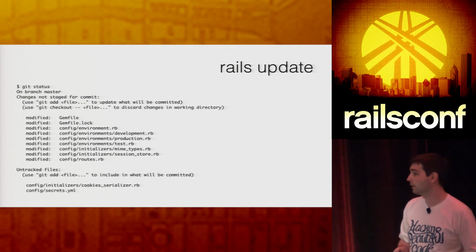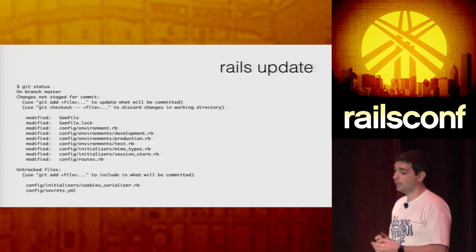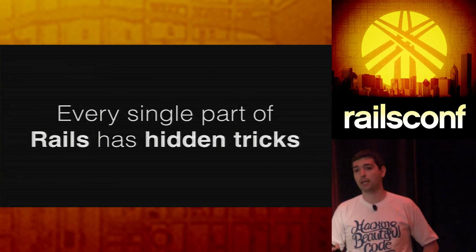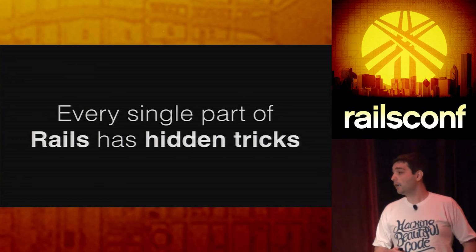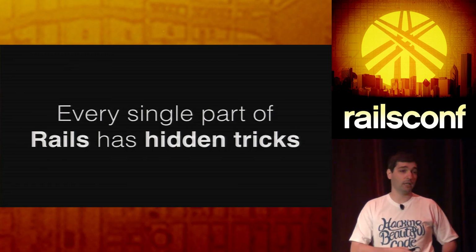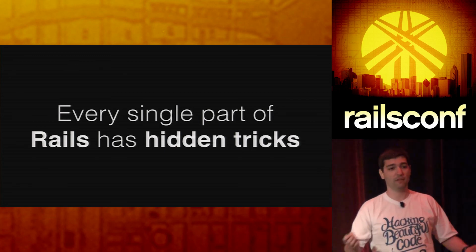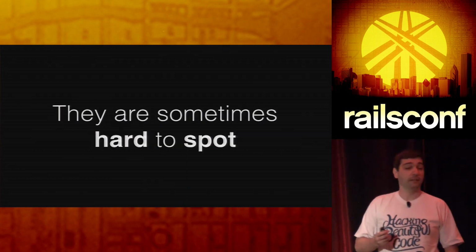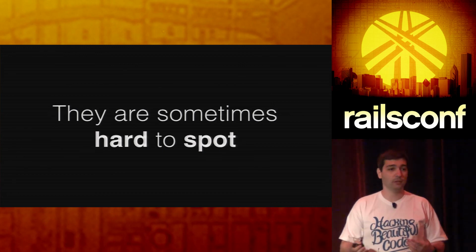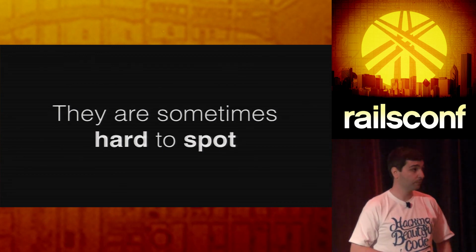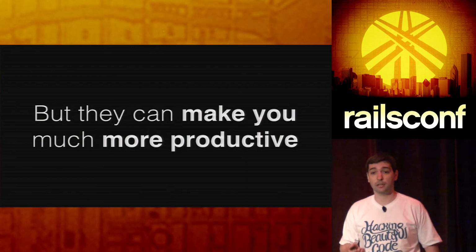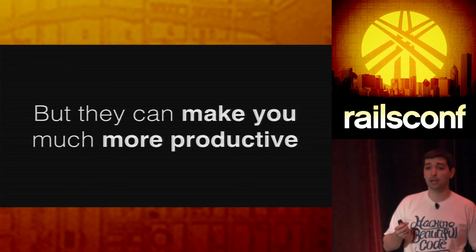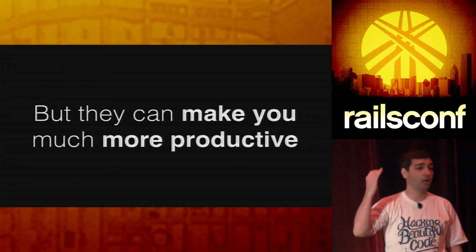It's definitely handy, right? So the idea here is that Rails has hidden tricks. Every part of Rails has hidden tricks, right? I showed you some of them here. There are many more. Maybe some that people haven't ever found yet. But they are sometimes hard to spot. They might be a new option, a new method, something new released in Rails. But they can make us more productive while we are working with Rails, right? If you find something new today, it can help us several times in the future.